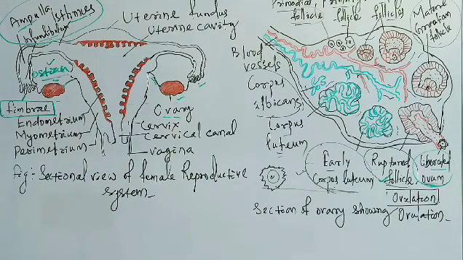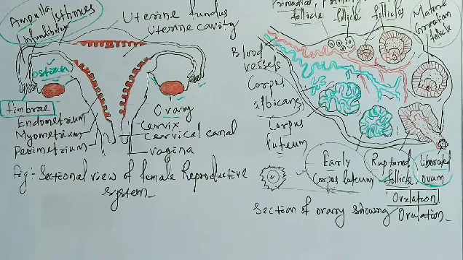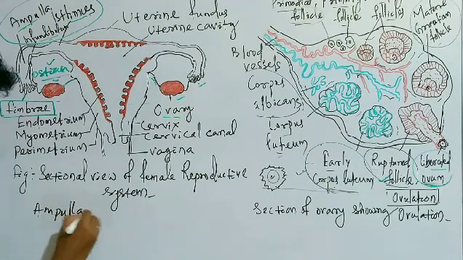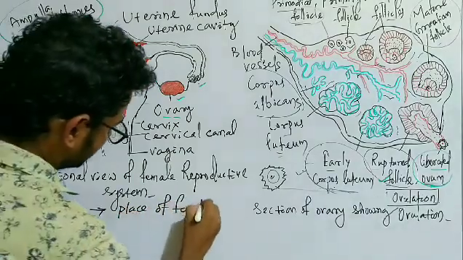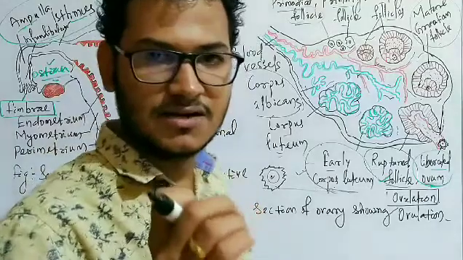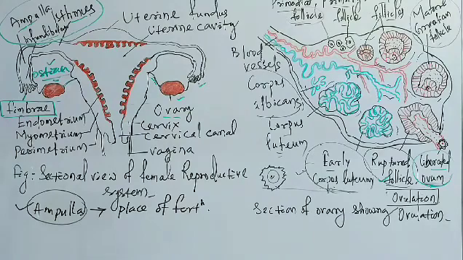Next, the ampulla. This is the dilated part present in between the isthmus and the infundibulum. So remember, the ampulla is the place for fertilization. The ampulla of the fallopian tube is the place of fertilization, where the ovum waits for the sperm to come, and fertilization takes place in the ampulla region of the oviduct or the fallopian tube.